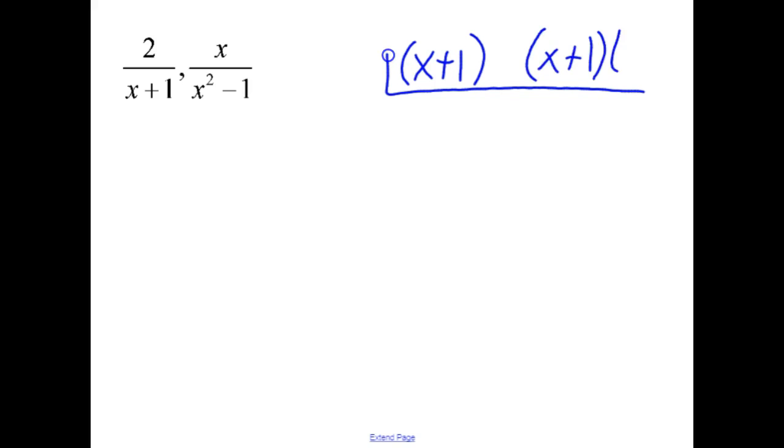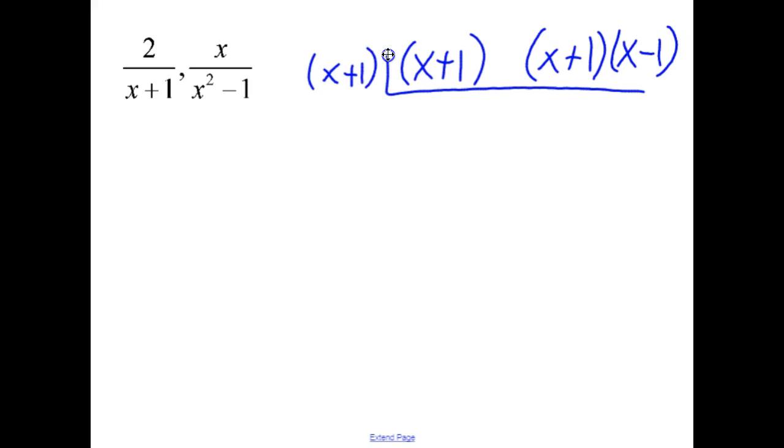Okay, in this one we have binomials for our denominators, so we want to be sure we factor them first before we look for that common denominator. X plus 1 isn't going to factor, so we're going to put it in parentheses, x plus 1. X squared minus 1 is a difference of perfect squares, so x plus 1, x minus 1. They have what in common? They have an x plus 1.